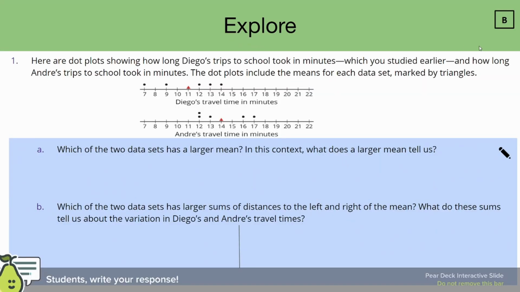Now today we're going to be looking at Explore Part B. What I want you to do is to please read this story, look at the dot plots provided to us, and then think about them a little bit. So please pause this video, have a chance to digest this information, and then we will look at it together.